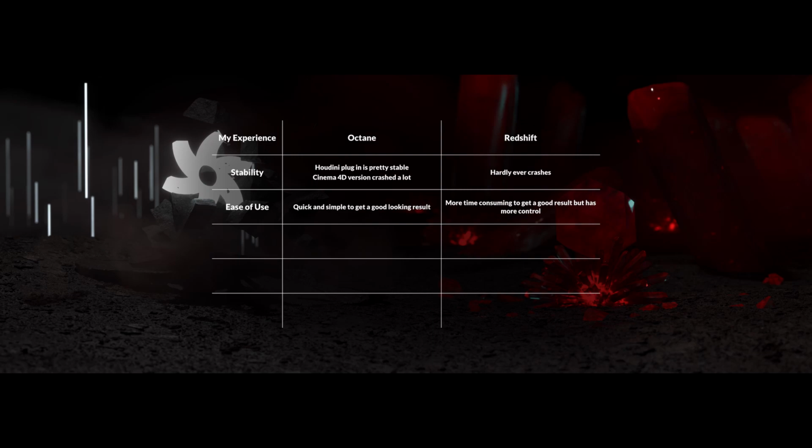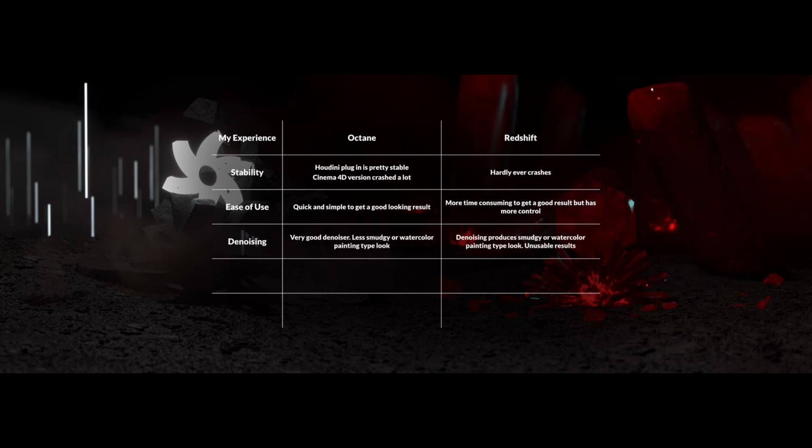And I would say that I generally like the look of Octane a little bit more than Redshift with most things. You know what I'm talking about if you've seen the two renders put side by side in terms of things like subsurface scattering, volumes, and just day-to-day rendering. So I would give Octane the win in that regard.